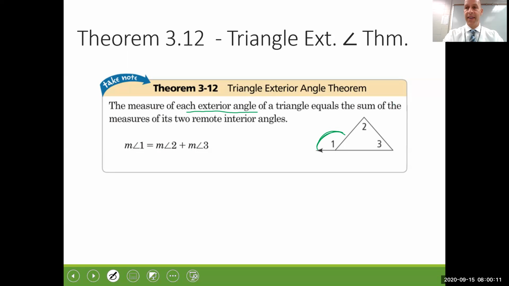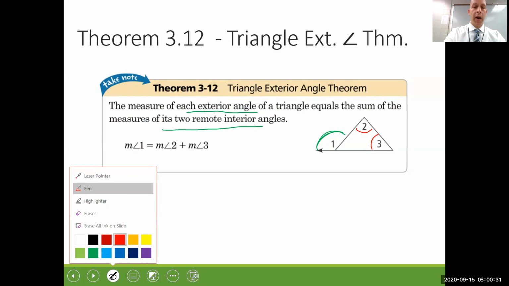You need to be familiar with this. This is an exterior angle. So we extend a side of a triangle. That makes an exterior angle. The exterior angle of a triangle is equal to the sum of its 2 remote interior angles. So what that's saying is this angle here and this angle here, those are the 2 remote interior angles.